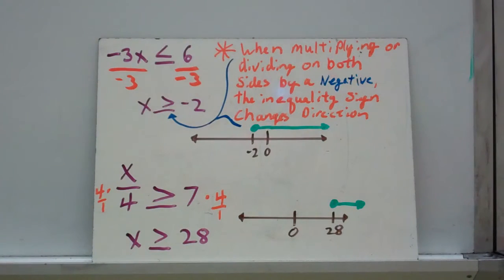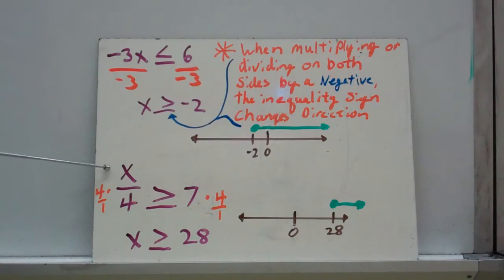When we get to multiplying and dividing, there's a special rule that we need to keep in mind, and that is when we are multiplying or dividing on both sides of the inequality by a negative, the inequality symbol will change directions. So here we have negative 3x is less than or equal to 6. When we divide both sides by negative 3, that will change the direction of this inequality. This less than or equal to will then become a greater than or equal to. So we're left with x is greater than or equal to negative 2. So again, when we go and graph it, it is a closed circle because it is greater than or equal to, and any number negative 2 or larger will work for that.